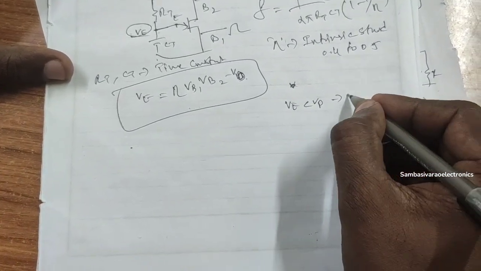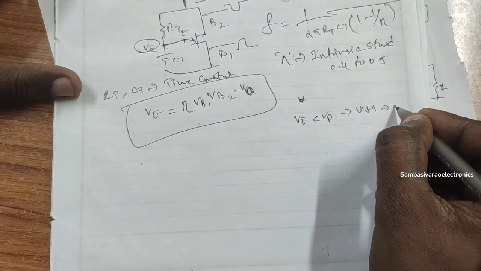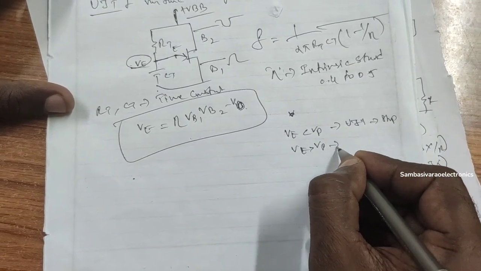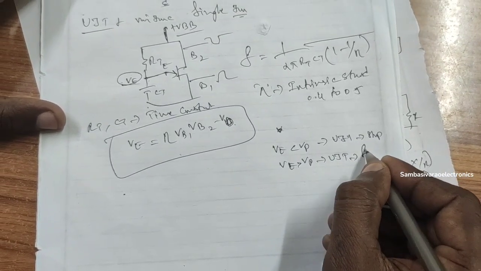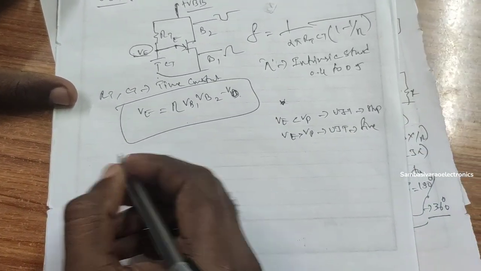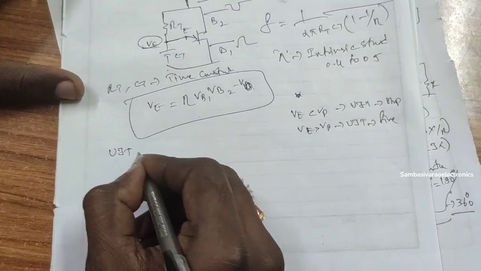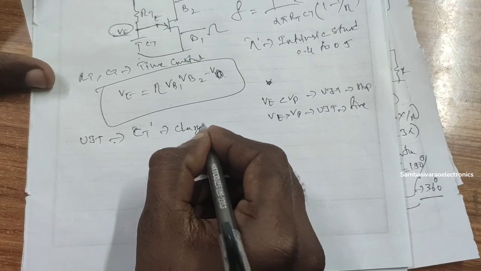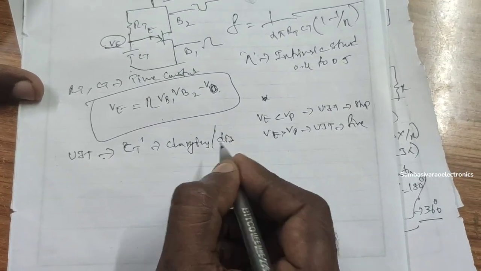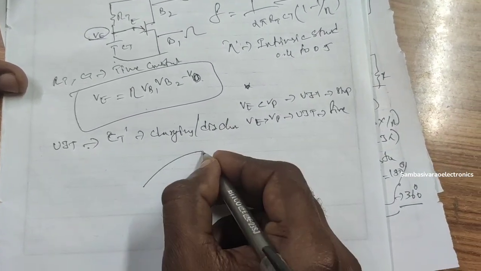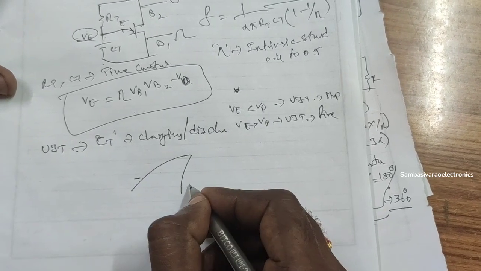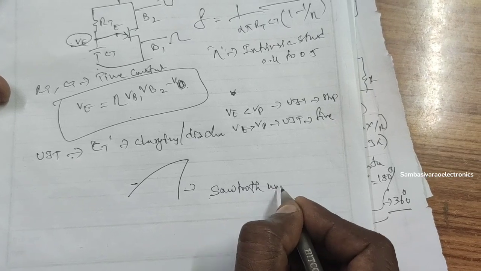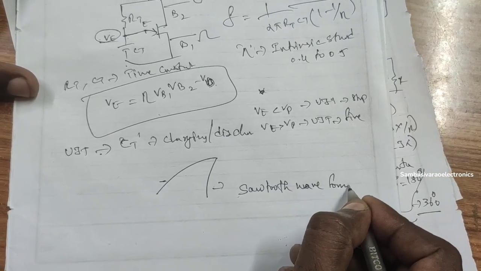When V is less than VP, the peak voltage, the UJT stops firing. When V is greater than VP, the UJT automatically fires and we can get an output. In the UJT we can observe the CT capacitor charging as well as discharging, so we get an output as capacitor charging and then discharging. This is known as a sawtooth waveform.